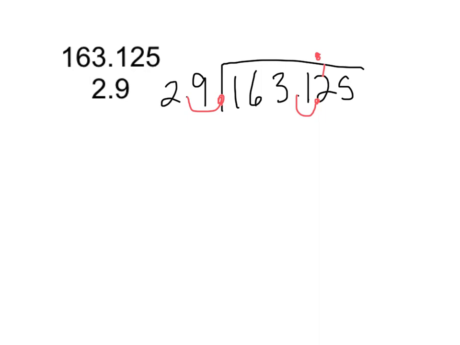3 goes into 16 5 times. Let's try 5. So 5 times 9 is 45. Carry the 4. 5 times 2 is 10, plus 4 is 14. 13 minus 5, because I have to regroup. 13 minus 5 is 8. 5 minus 4 is 1. So we were right with 5.